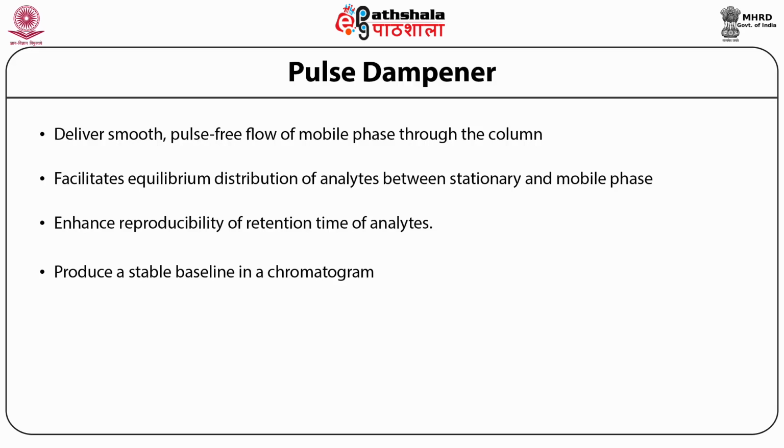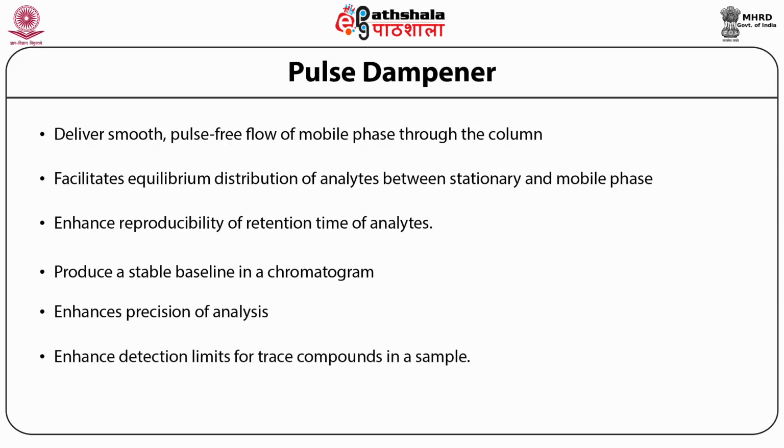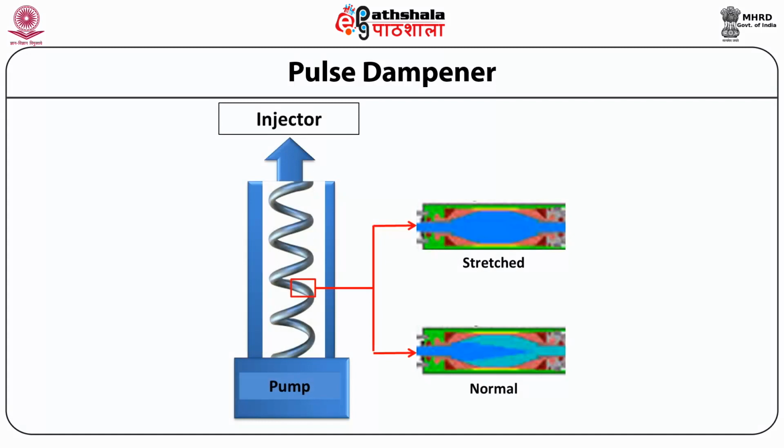Most of the detectors, particularly refractive index detector, are quite sensitive to pulses in the solvent flow and gather background noise which is reflected in the chromatogram. Thus, elimination of pulses also enhances precision and detection limits for trace compounds in a sample. Pulse dampener. Pulses in the flow of mobile phase can be eliminated by using dampeners. The simplest dampener consists of a large coil of narrow bore tubing placed between the pump and the injector.